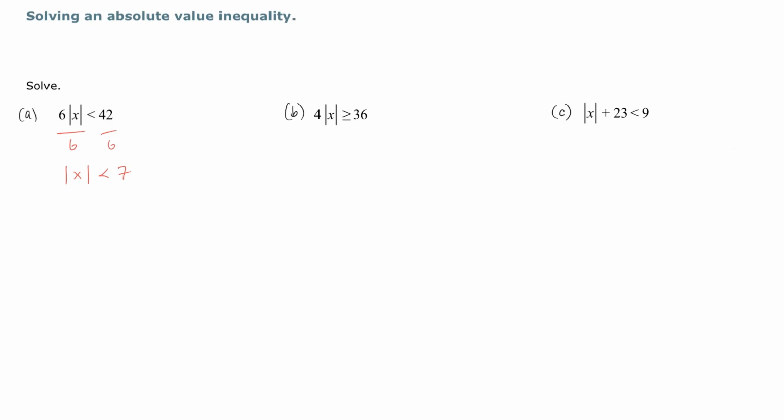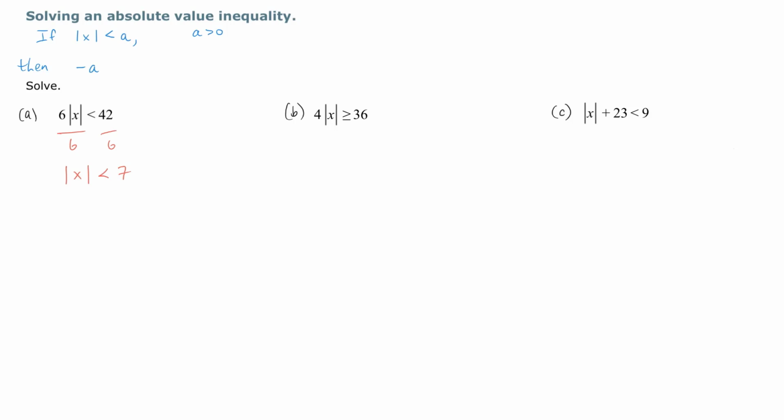What does this mean? If it says less than 7 and you've isolated the absolute value, we are at this step right here. So if you had the absolute value of x is less than some value a, where a is positive, then what do you write next? Then you have to write this next.